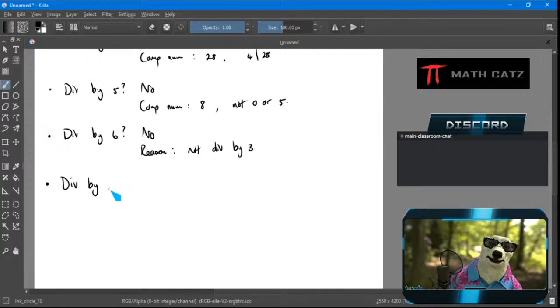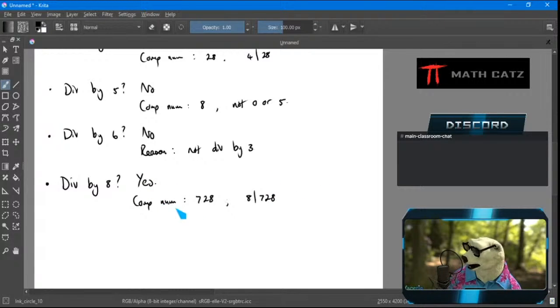We, of course, skip 7. And next up is 8. I have to have my comparison number, which in this case is the last 3 digits, 728. And then I can see 8 divides into 728. How do I know? Because I do a quick long division in my head. 8 goes into 72 9 times with no remainder. 8 left, 8 goes into 8. There's not going to be any remainder. I don't care what the answer to the division is. I'm just interested in whether there is a remainder or not.